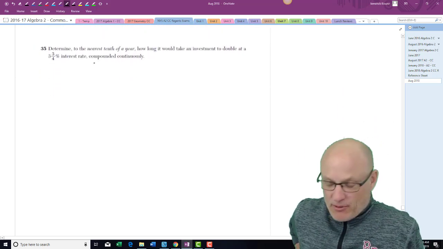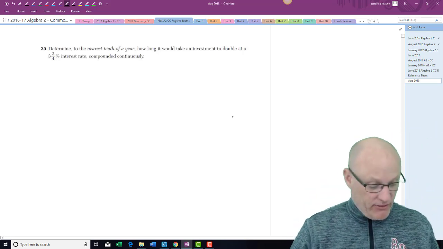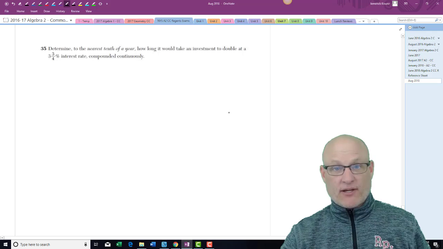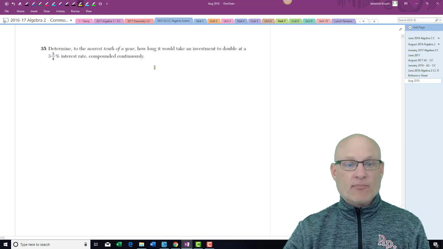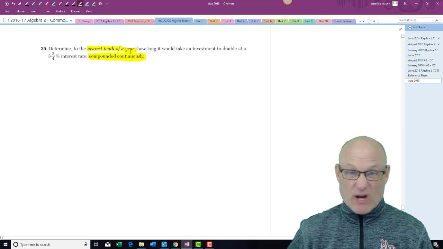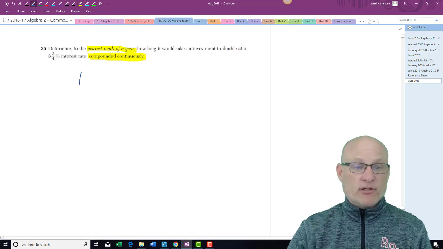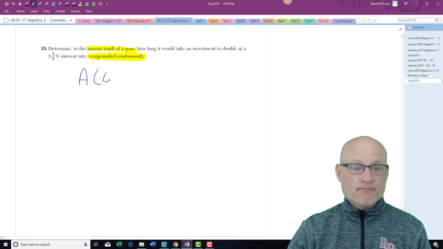All right, this problem is actually really easy, except for one thing: you have to remember what this means, compounded continuously. Let me highlight 10th of a year, too, so when we're done, we know we got to round to the 10th of the year. You need to remember that compounded continuously is this equation.